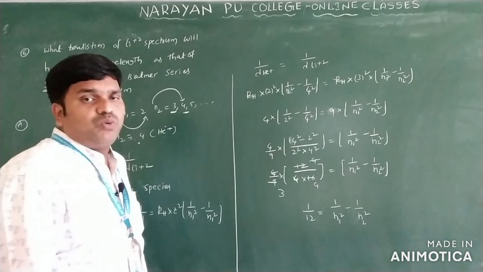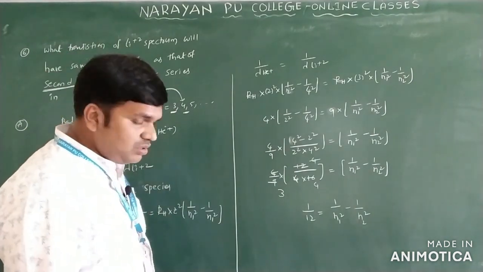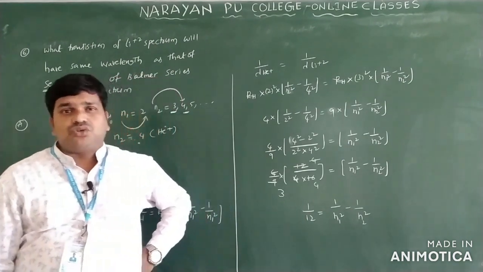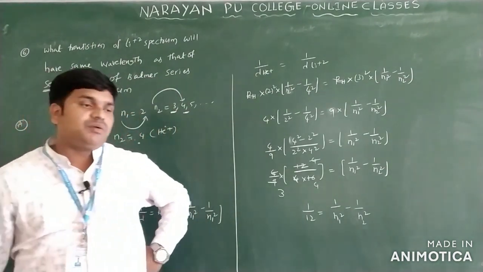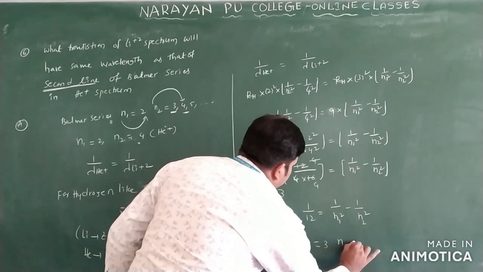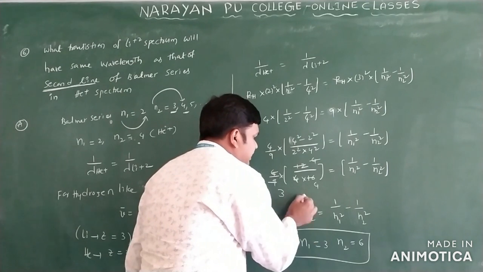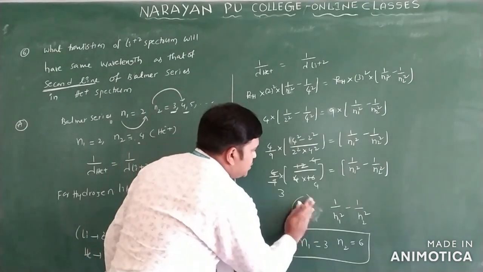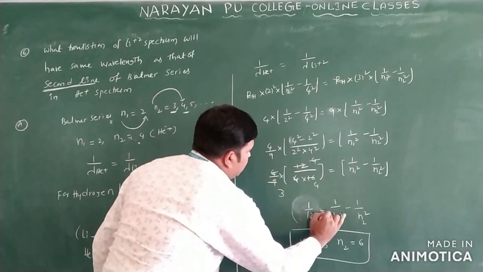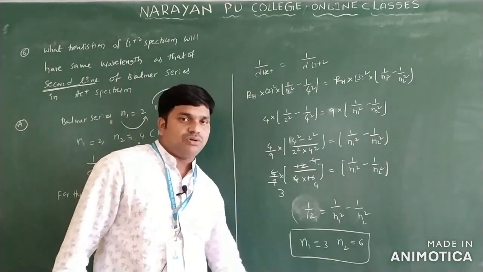Okay, suppose you want to do the transition 1 by n1 square minus 1 by n2 square, what is the final value you got? You got 1 by 12 only. So what are they asking here? What is the n1 value and what is my n2 value? I will write here n1 is equal to 3, n2 is equal to 6 only. If you take this value, what will you get here? 1 by 12 only. So what is the n1 value and what is the n2 value for the Li plus atom? n1 is equal to 3, n2 is equal to 6.